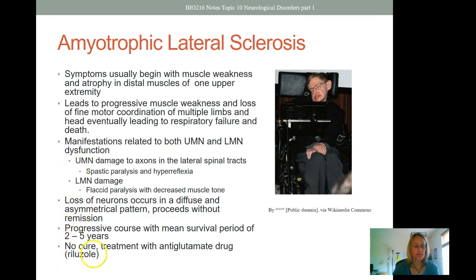It is a progressive course with a mean survival period of about 2 to 5 years. However, a notable exception is Stephen Hawking. There is no cure, but treatment is with anti-glutamate drugs.